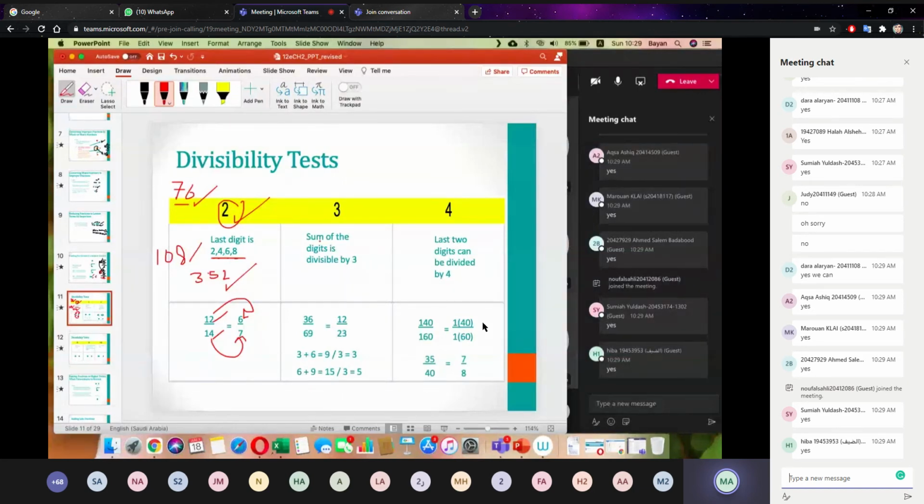Here we have number 3. The sum of the digits should be divisible by 3. Here we have 36. How do we know we can divide it by 3? If you add 3 plus 6, it gives you 9. Can we divide 9 by 3? Yes, you can divide 9 by 3.